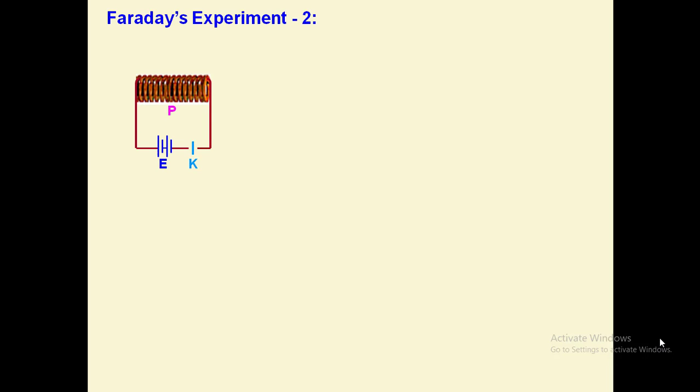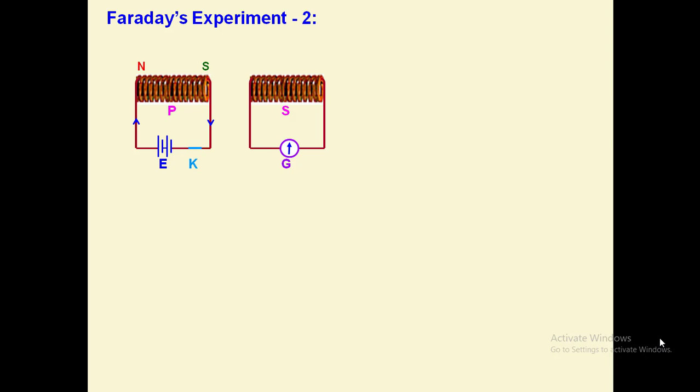Faraday experiment 2. Here in experiment 2, what he did was he took a solenoid coil which is connected to a battery, but the key is open, and he took another solenoid coil which is connected to a galvanometer. Now, a current carrying conductor will produce a magnetic field. So the left side coil which is connected to a battery will produce a magnetic field whenever the key is closed. Whenever the key is closed, the current passes through the coil and immediately develops a magnetic field around it.